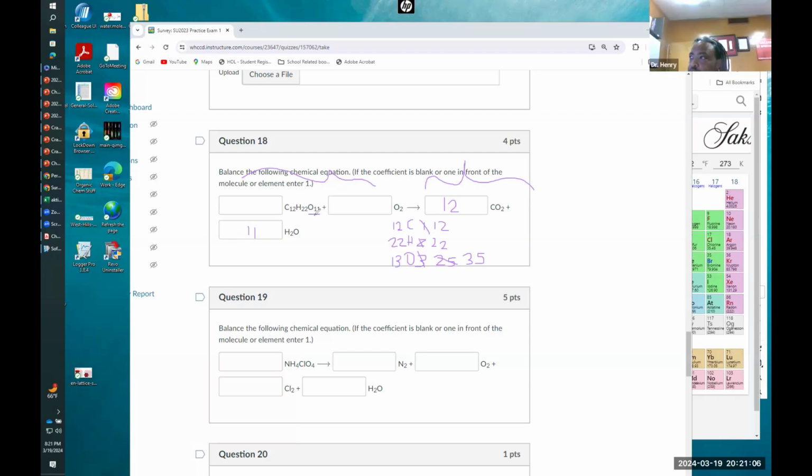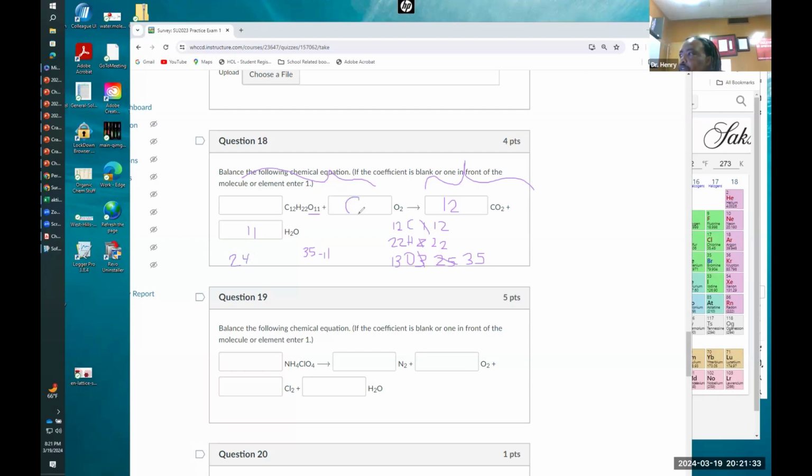From the sugar, from this compound, how many oxygens are we getting? We're getting 11, right? So that one's going to already be taken into consideration. So if I have 35 minus 11, that's going to give me what? 24. Okay, so we need to get 24 oxygens.